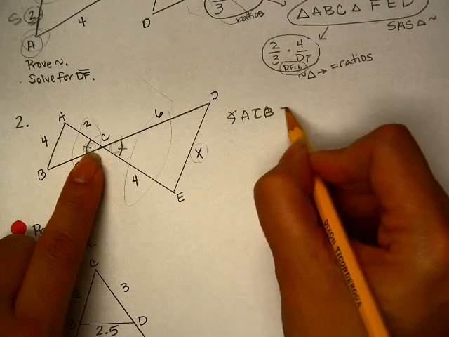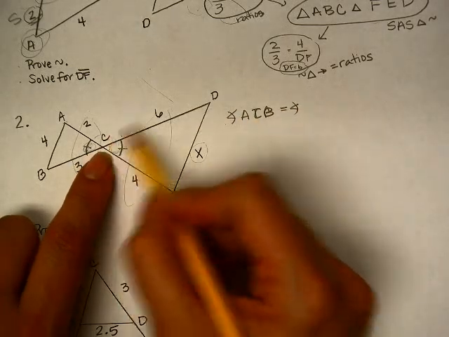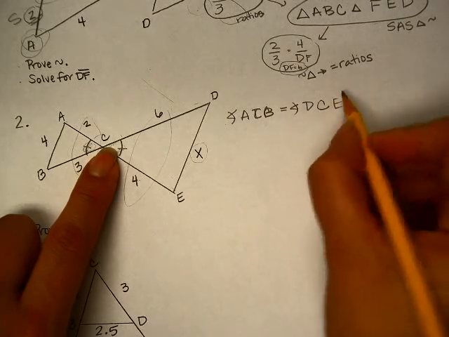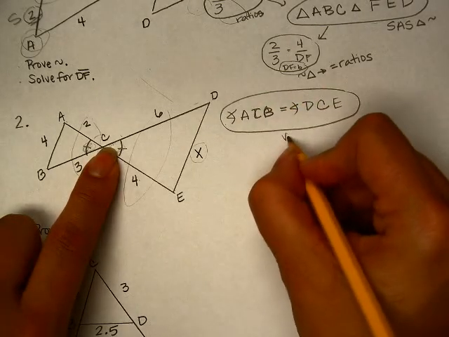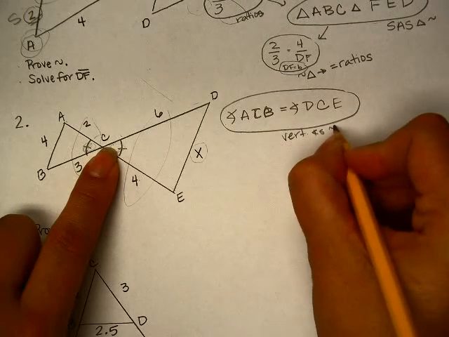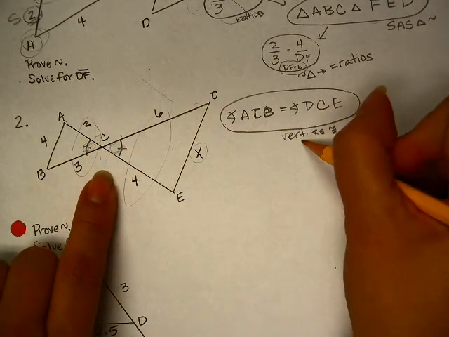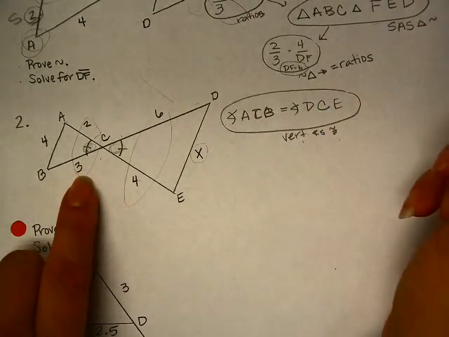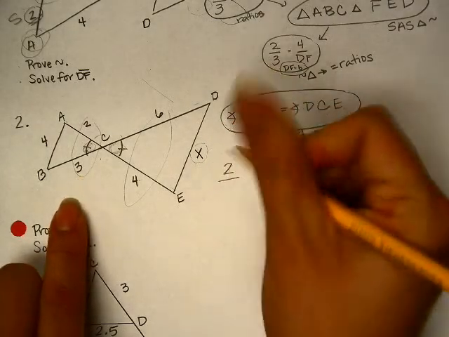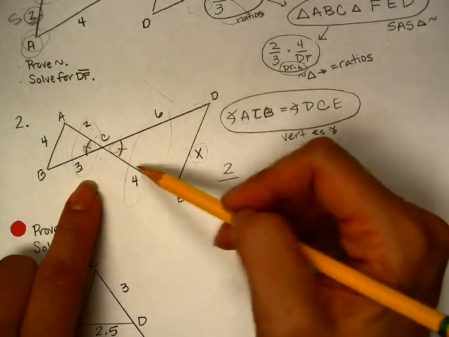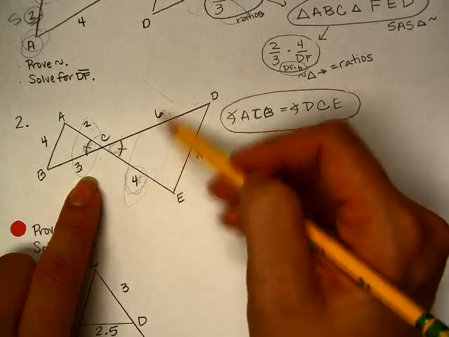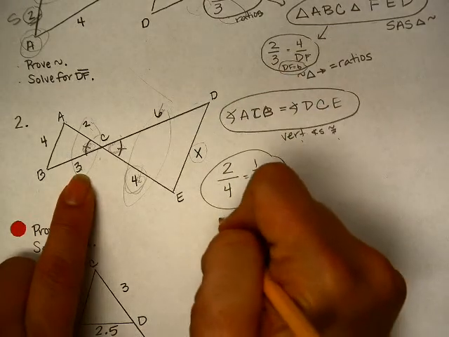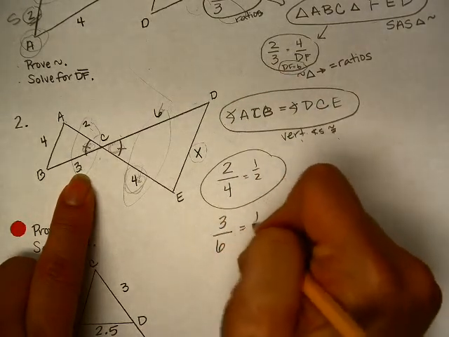So angle ACB is equal to angle, and it doesn't matter what order you say it in as long as C is in the middle. I'm going to do DCE. And that is because vertical angles are congruent to each other. So I can't just say vertical, that's just the name, you have to have the name and the relationship. So I've got my angle, now I need to compare my sides. So 2 is the smaller of these two, which must go with 4, which is the smaller of these two. So be careful. 2 is to 4, as 3, the larger one, is to the larger one.